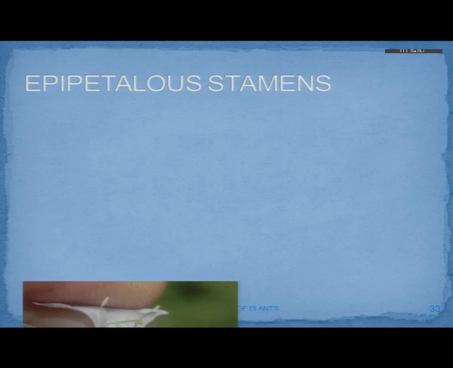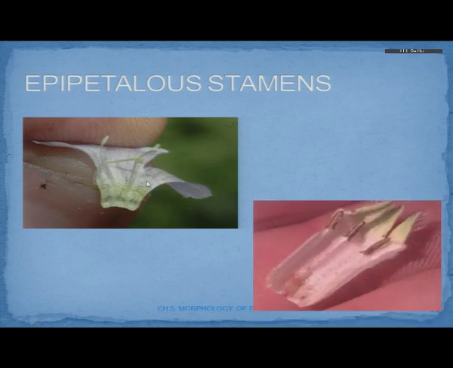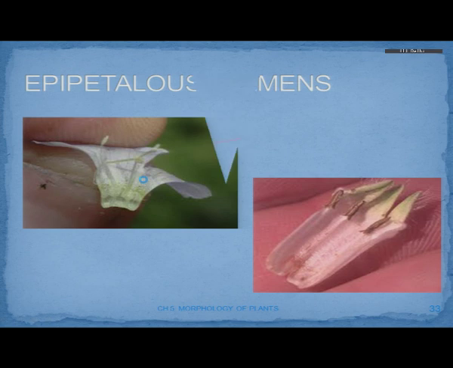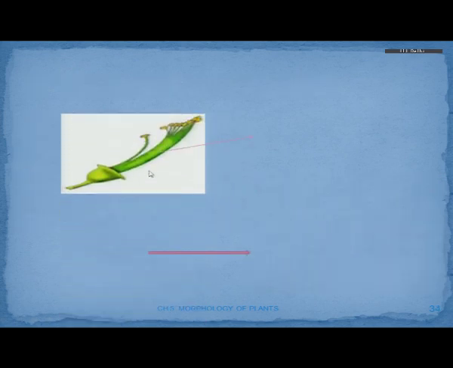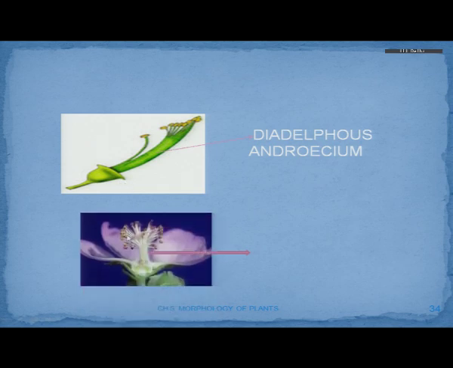So, this was all about different types of stamens. I will also show you some pictures of epipetalous stamens. You have just seen stamens growing on the petals. These are epipetalous stamens. Now, here as I said, when the stamens are present in bunches, one bunch can have only one stamen, the other can have many. Such a condition is known as diadelphous androecium. And when the androecium is present as one whole bunch, the condition is said to be monoadelphous.